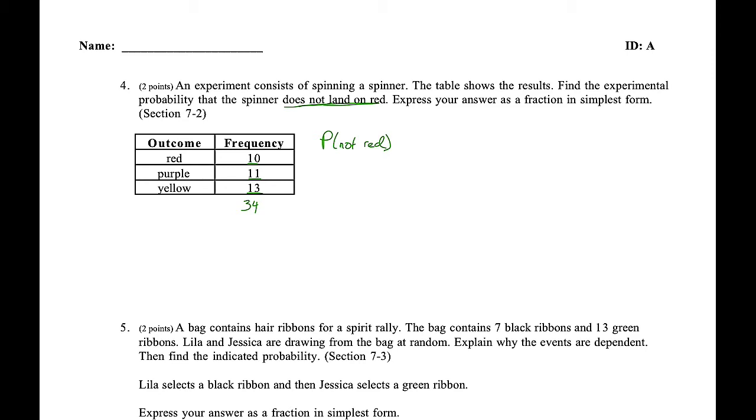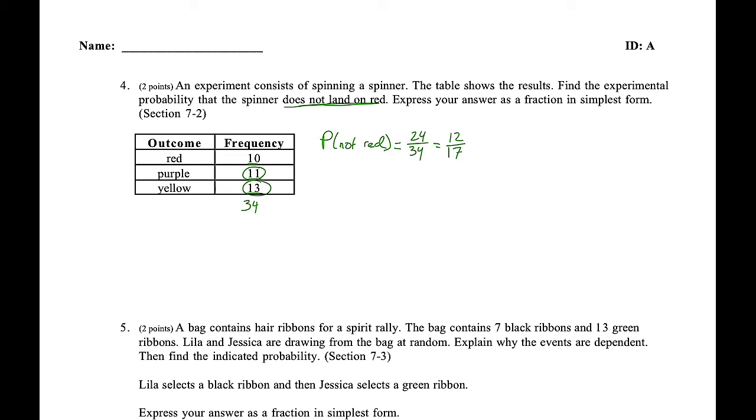So for the probability of it not being red, there are two ways you can approach it. You can either ask, how many weren't red? Well, we've got 11 plus 13 giving me a total of 24 that were not red out of my 34. If I reduce that, you can divide both by 2, you end up with 12 over 17, and that's as reduced as you can make it.